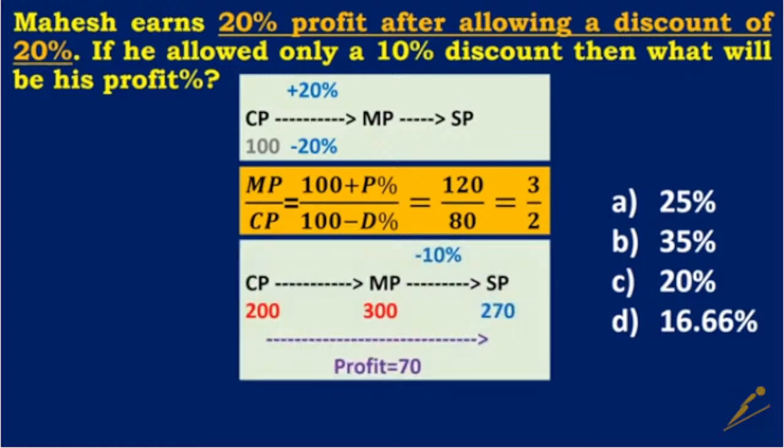For our convenience, we take CP as 200 and MP as 300. If he allows a 10% discount on 300 rupees, which is 30 rupees, then the selling price becomes 270 rupees. The price difference between CP and SP is 70 rupees. The profit percentage is the ratio of profit to cost price multiplied by 100, which is 35%. Example 2.